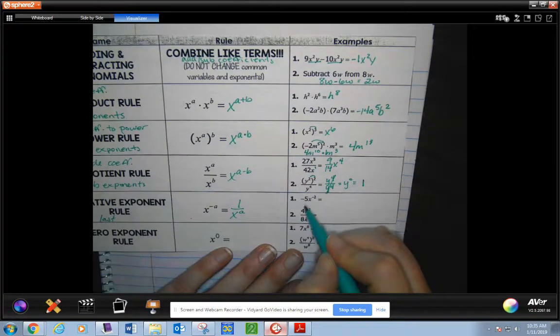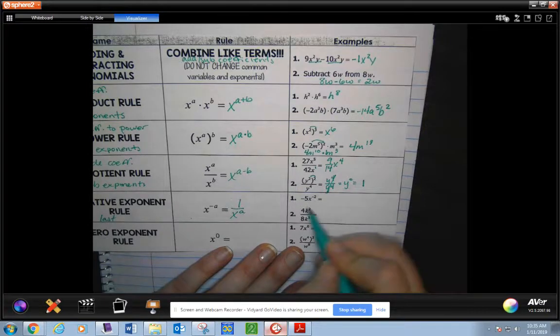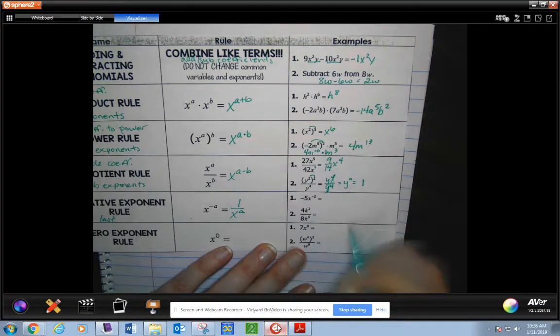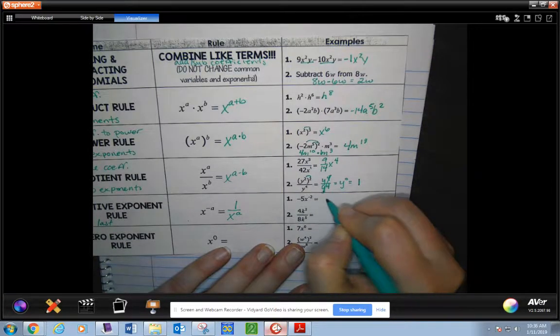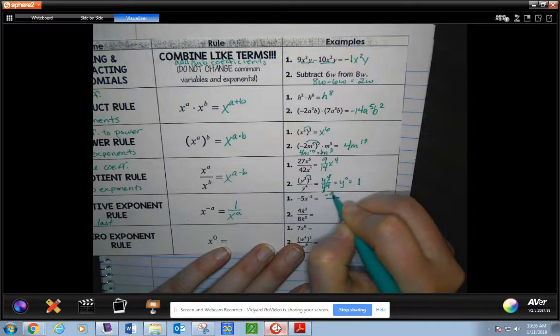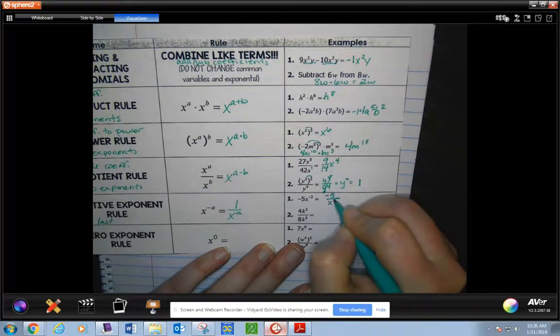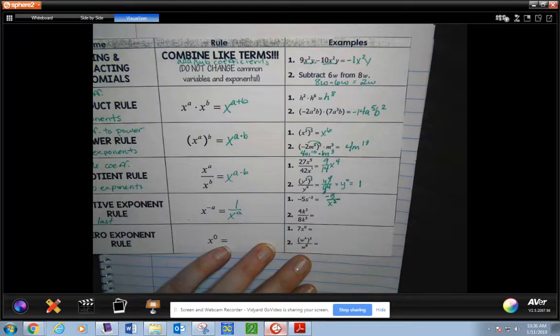So follow all the previous rules. So I have negative 5, x to the negative 2. Since this is a monomial, I have no operation I need to do. So I'm going to open up my fraction. I'm going to put negative 5 on the top. And the x squared, to make it positive, has to go to the bottom.